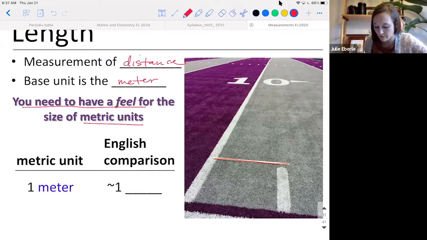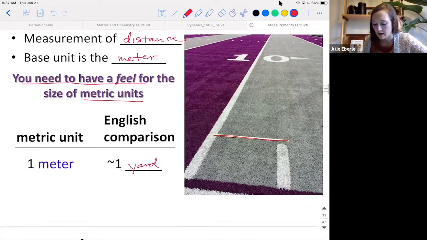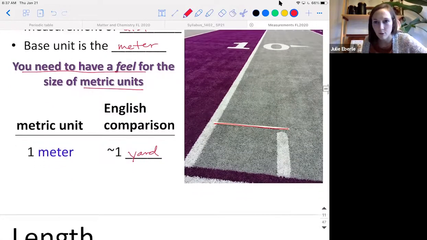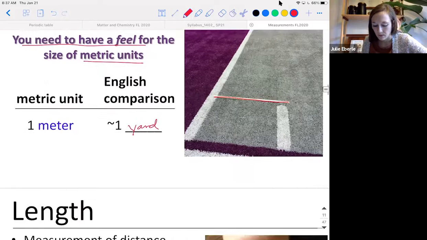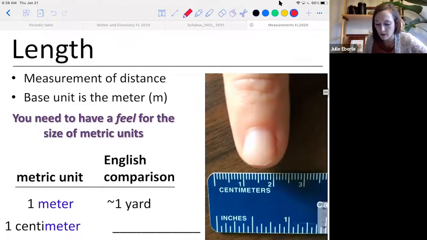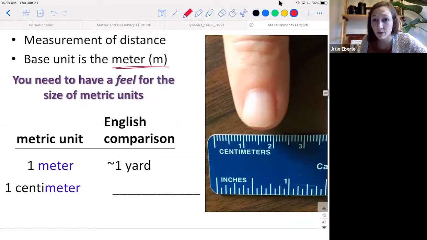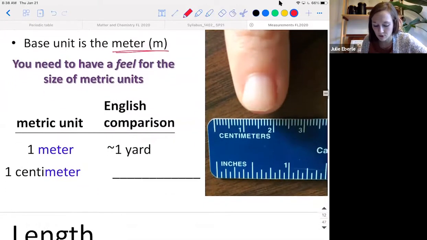1 meter is roughly, in the English comparison, 1 yard. A lot of you probably already knew that. But that gives you something you can think of tangibly in your head when we say the word meter. Oh, by the way, we abbreviate meter with a lowercase single m. That's meter. And it's going to get real confusing with the abbreviations, so try to keep those straight.